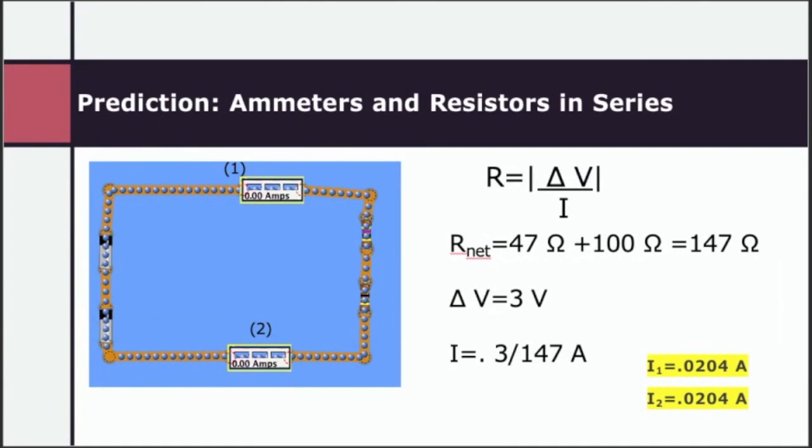Note that since the resistors are in series with each other, the current at locations 1 and 2 is the same since there are no breaks in the circuit. Thus, I is equal to the change in voltage, 3 volts, divided by the net resistance, 147 ohms. I is thus equal to 0.0204 amps.